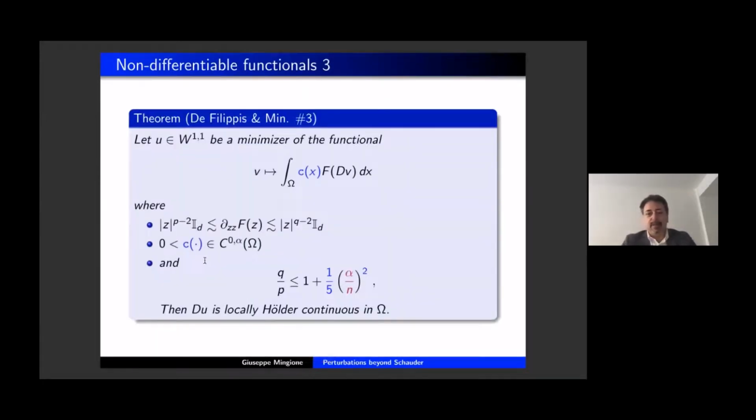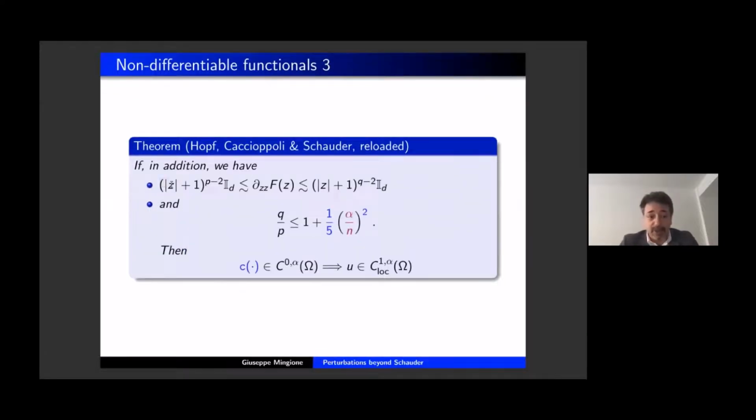Okay, this is what I was talking about, and as I told you, we cannot hope to get that U is locally Hölder continuous with the same exponent alpha, but in case the problem is non-degenerate, and this is, let's say, a necessary assumption in light of the counterexamples for degenerate operators, then we are able to retrieve the classical results of Caccioppoli and Schauder for the non-uniformly elliptic case. So we have a non-uniformly elliptic integrand with Hölder continuous coefficients, and then you prove that U is Hölder continuous with exactly the same exponent of the coefficient.